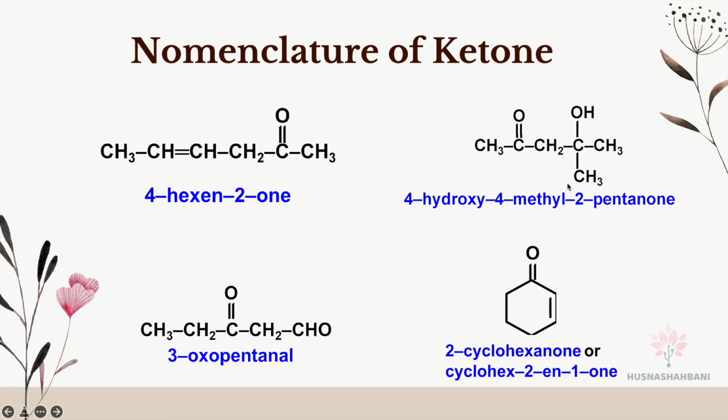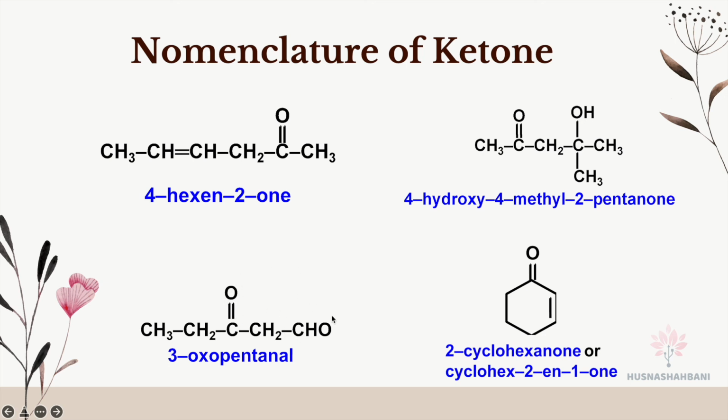Next, 4-hydroxy-4-methyl-2-pentanone. This has the functional groups carbonyl and alcohol, so ketone has higher priority than alcohol, making this ketone the parent. So the parent name is pentanone, 2-pentanone, because this is carbon number 2, and it has a methyl substituent at carbon number 4 and an OH group at carbon number 4. The name of this compound is 4-hydroxy-4-methyl-2-pentanone.